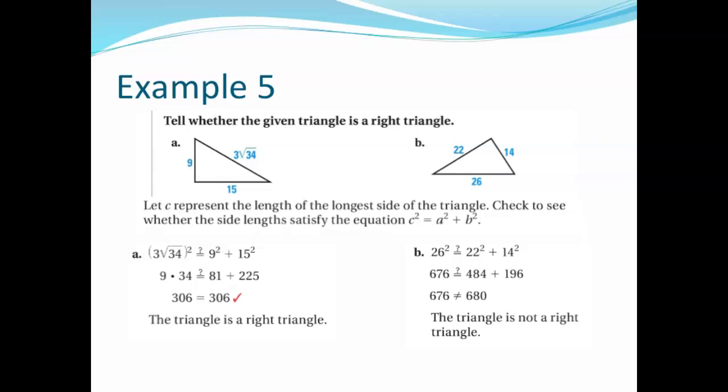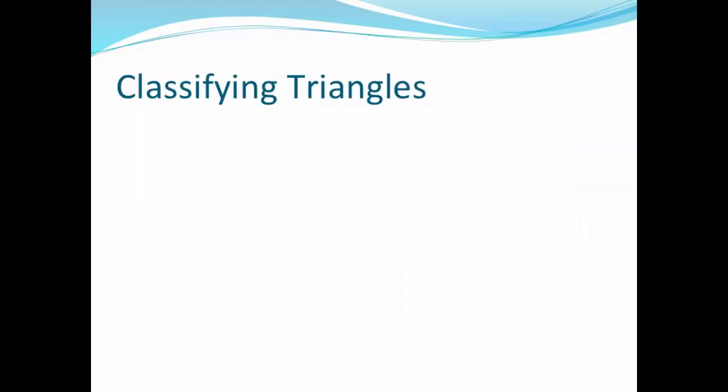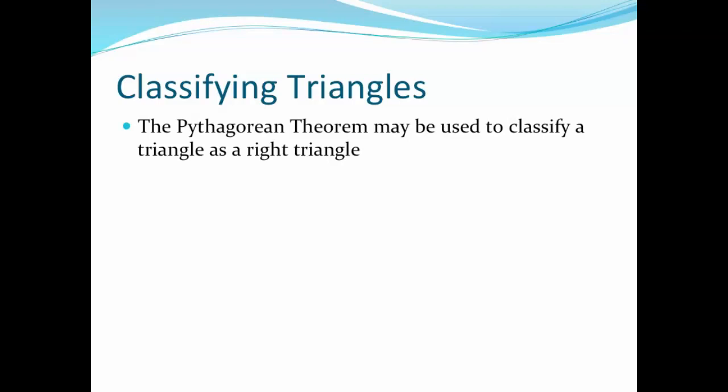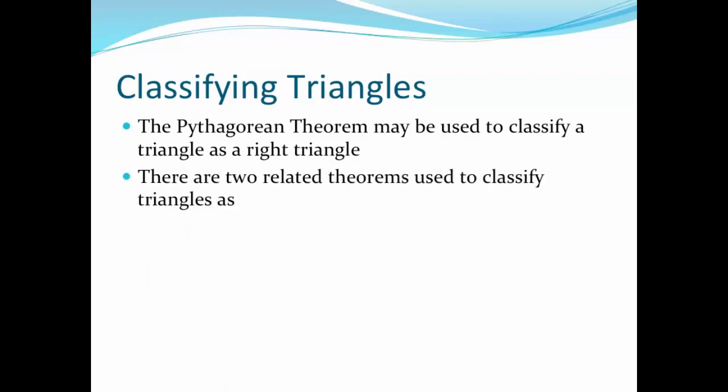Now let's talk about classifying triangles. So far, up to this point, we've really only talked about right triangles. We use the Pythagorean theorem to classify a triangle as a right triangle. Now there are two related theorems that we can use to classify triangles as being either obtuse or acute. Remember that an obtuse triangle means that one of the angles is greater than 90 degrees, and an acute triangle means that all of the angles are smaller than 90 degrees.